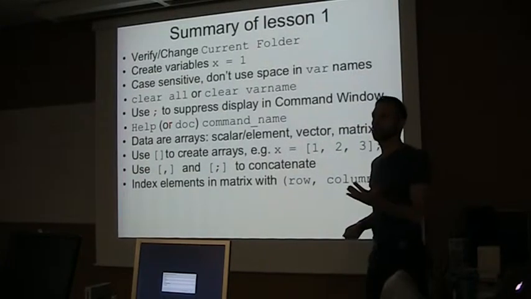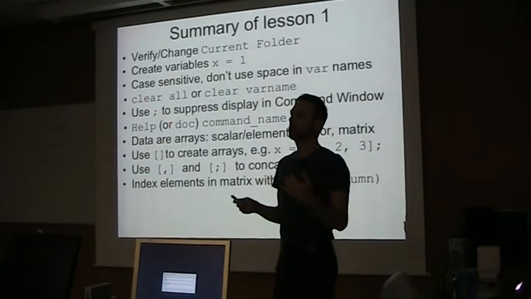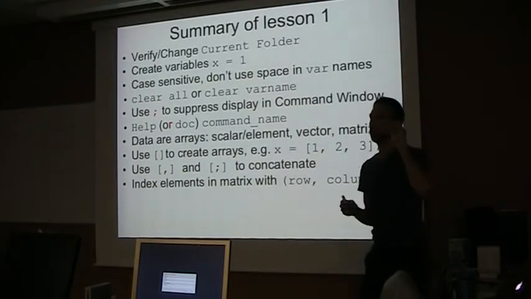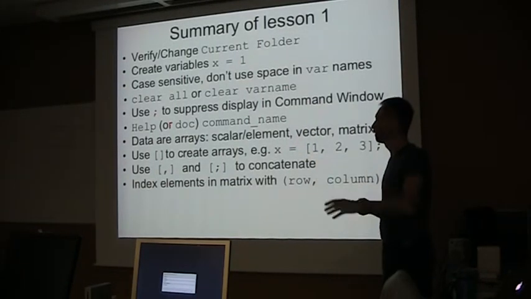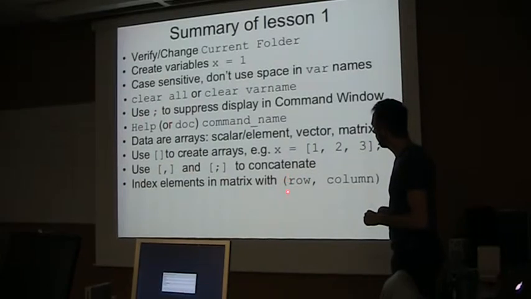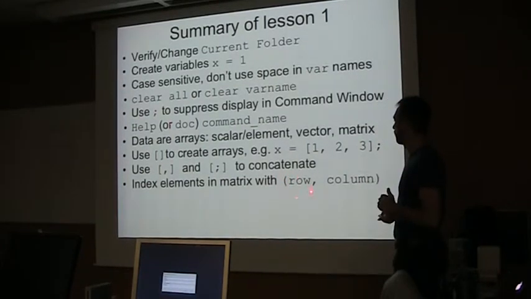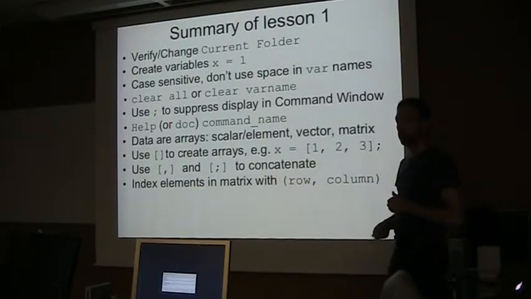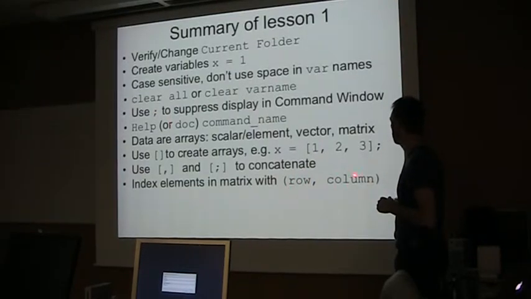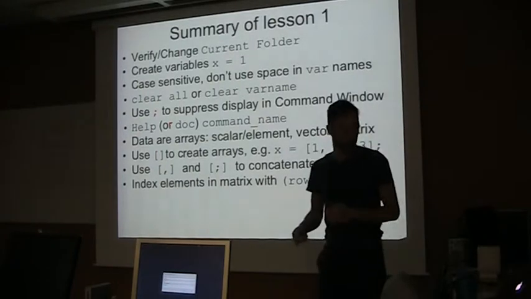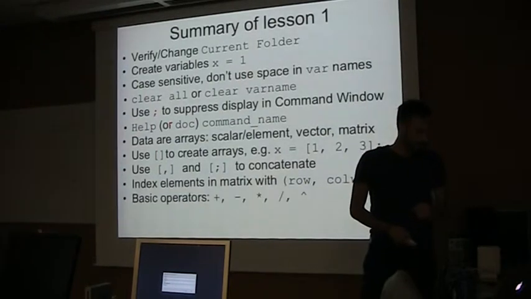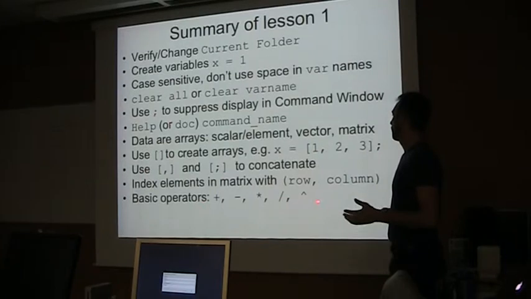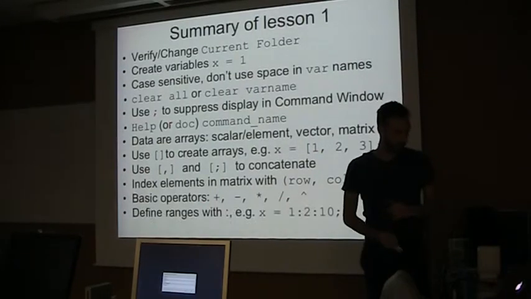How do we index them? When we say indexing, we mean how do you refer to parts of a vector or a matrix? Well, we use not the square brackets, but the parentheses. And we usually give first the number of the row or rows that interest us, and second the number of the column or columns that we want. We looked at basic operators. I think these are clear so far.